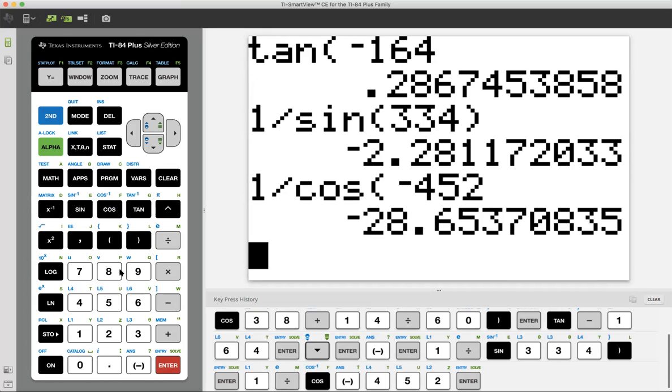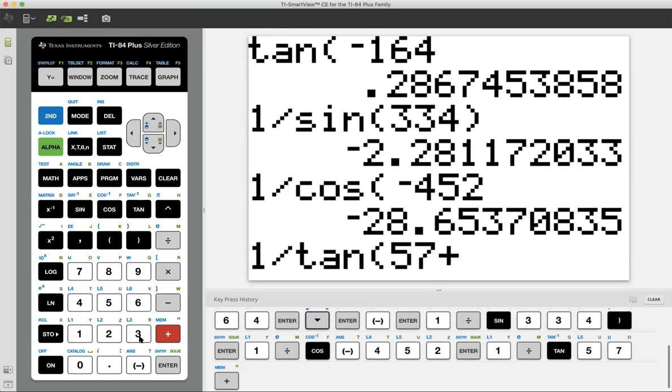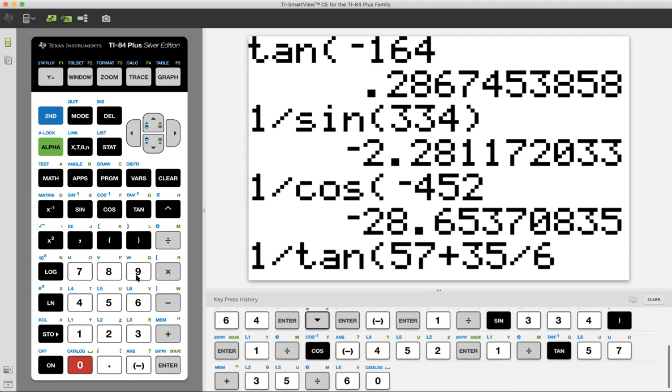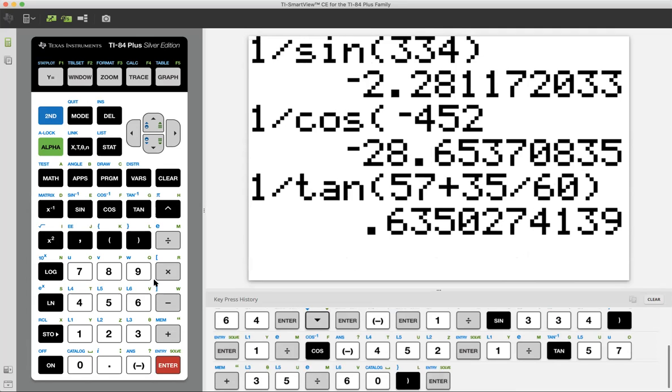And then finally that number 22, cotangent. Cotangent is the reciprocal of tangent. So 1 divided by tangent, and then it's 57 degrees, 35 minutes. So 57 plus 35 divided by 60, all within the parentheses there. And then there would be the final answer.